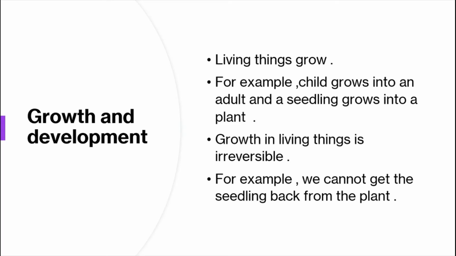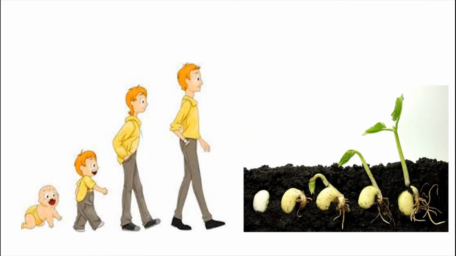So let's go to our third topic, that is growth and development. Living things grow. For example, a child grows into an adult and a seedling grows into a plant. Growth in living things is irreversible because it cannot be reversed. For example, we cannot get the seedling back from the plant. This is the growth and development of a child to an adult and a seed to a seedling.